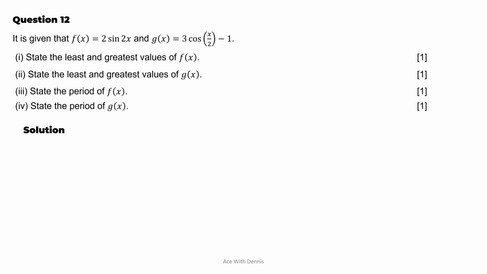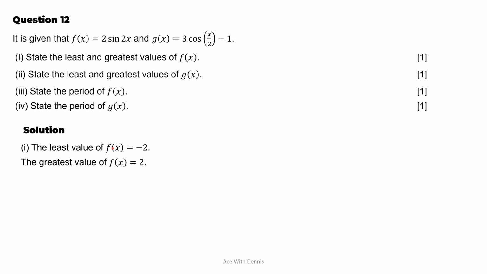So here's the solution. These few questions are actually pretty straightforward. We can just get the values from the equation. To find the least value of f(x), or even g(x) later in the second part, the concept is that for sin 2x and cos(x/2), the maximum value will be 1 and the minimum value will be -1. I want to get the least value for f(x), so that means sin 2x must be -1. Therefore, the least value of f(x) will be 2 times -1. We get -2.